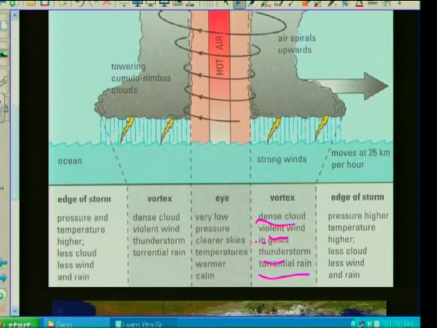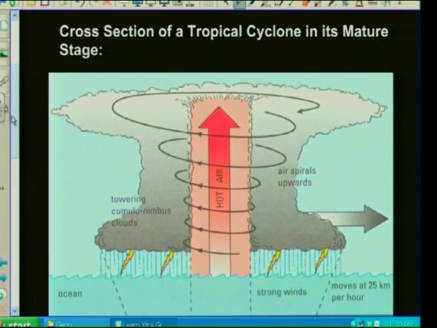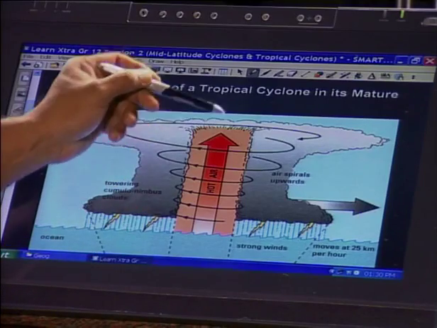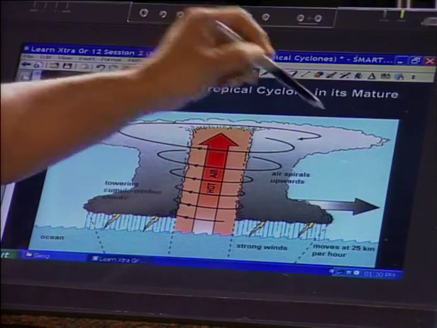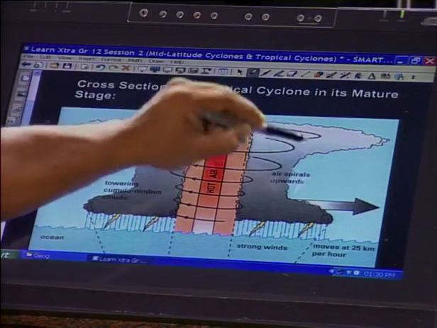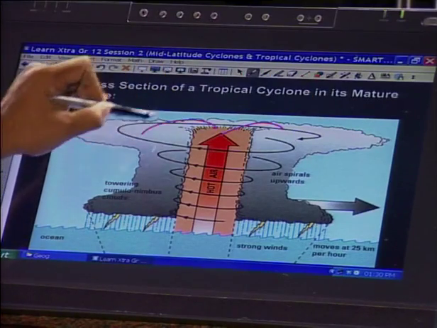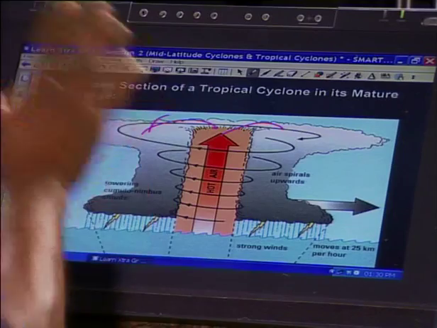Now, if you look at the eye, you find it low pressure, clearer skies, temperature warmer, calm. Not much happening in the eye. Okay? Remember we spoke about it? As the air comes in from the high pressures, it heats up and rises, and there's upper air divergence. So this air is moving out all the time. From here, it's coming out. So this eye is calm, generally clear skies, slight drizzle, and that's about it. You understand? Then, it's the second part.